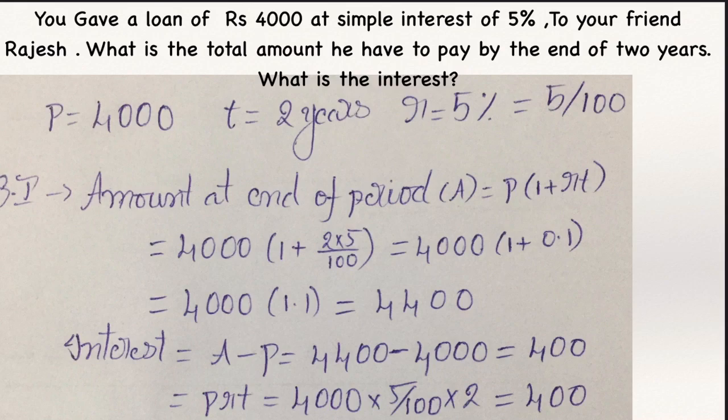That means you earned 400. The difference is interest. So amount minus principal: 4,400 minus 4,000 is equal to 400. That is the interest. You can also calculate interest by A minus P, or by PRT also. So PRT is equal to the same 400.